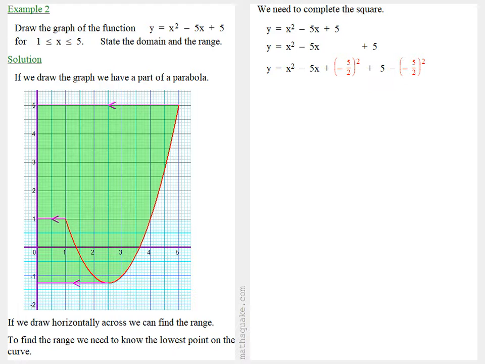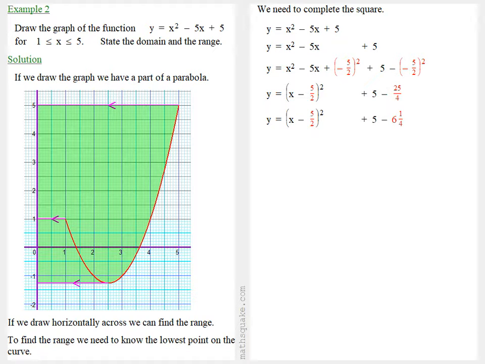Now to begin with, we take the number in front of the x, that is minus 5, we halve it, we square it, we add it on, and then take it away again. So that gives us y equals x squared minus 5x plus minus 5 over 2 all squared, plus 5 minus 5 over 2 all squared. Now the first three terms factorise as x minus 5 over 2 all squared, and the last two terms simplify to plus 5 minus 25 over 4.